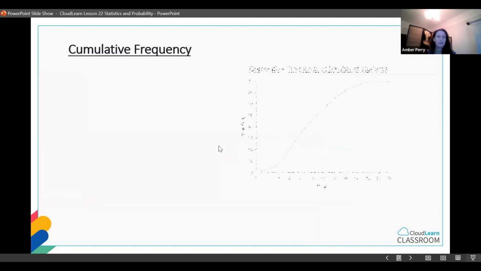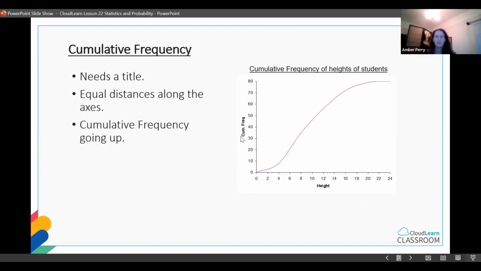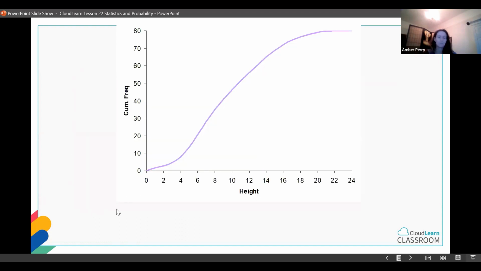So a quick list of all the things that we need to remember. Should have a title, should have nice, even, equal distances, no changes on the x-axis and the y-axis. Always put cumulative frequency on this one. Always put height or weight or time or length or whatever it is on the x-axis. And you quite often are asked to use your cumulative frequency graph to find a median or an interquartile range. So how do we do that?